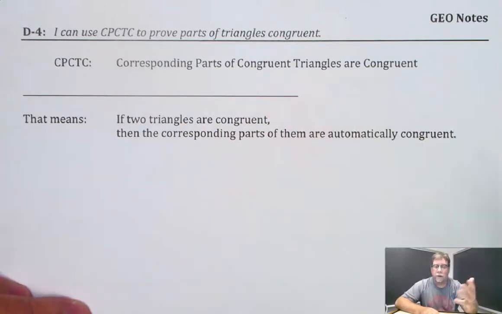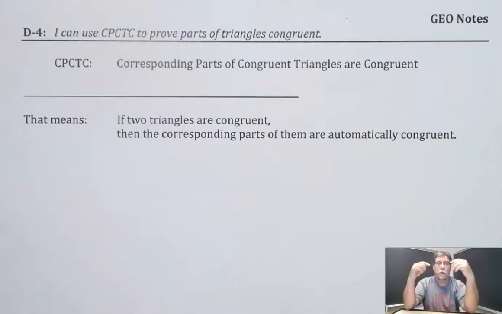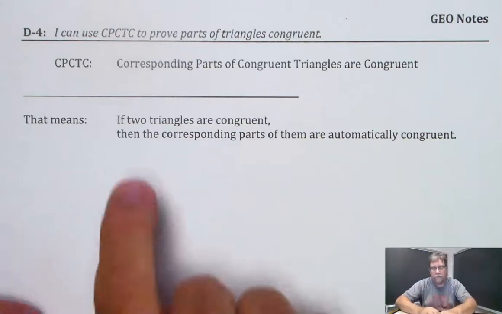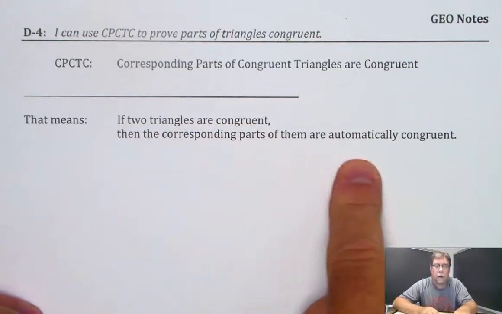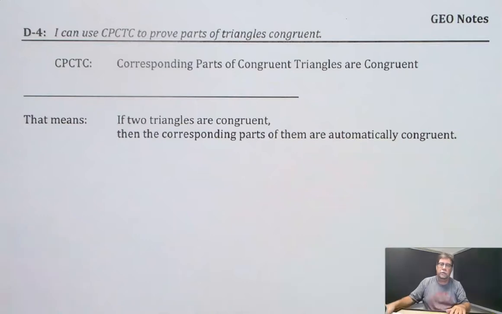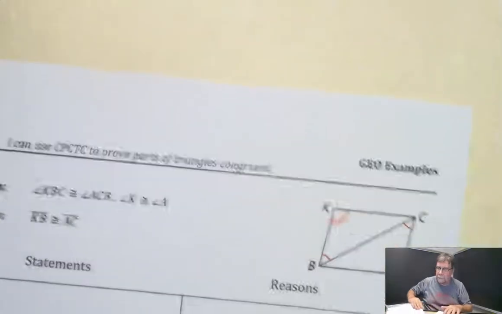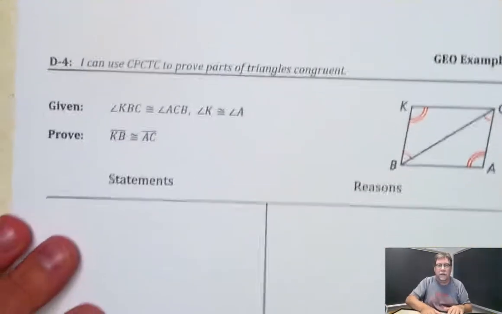And we talked about that right at the very beginning of this when I said we need to show all three sets of angles and all three sets of sides are congruent. So if two triangles are congruent, then all of the corresponding parts of them are automatically congruent. So let's actually do a proof, our example right here, since we have the time. Let's do it right here.